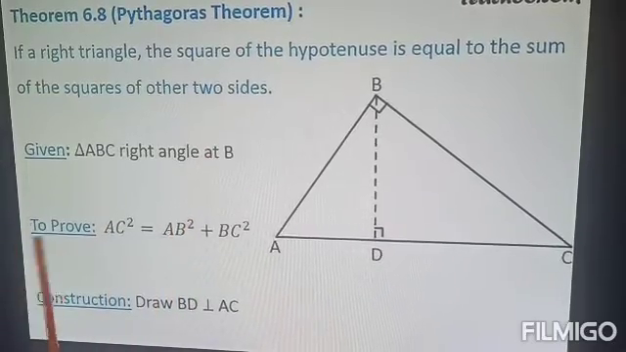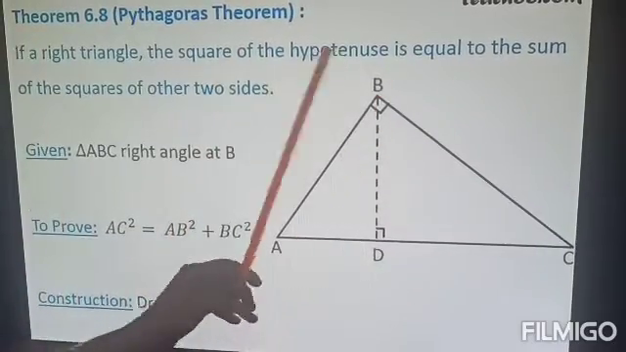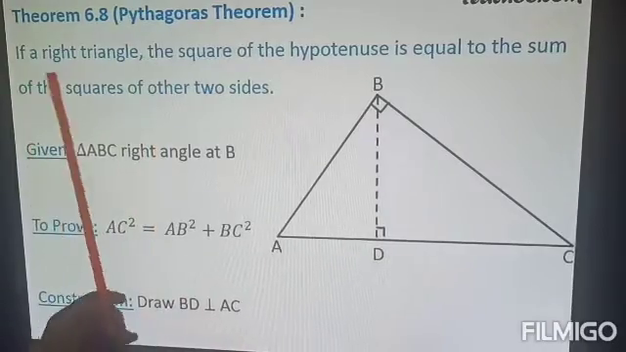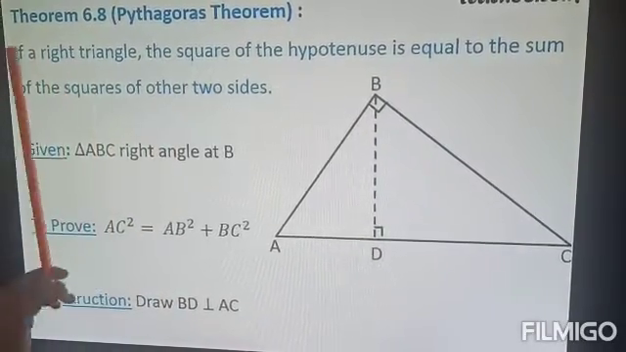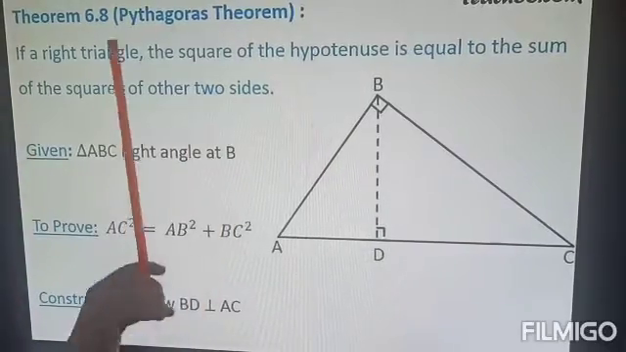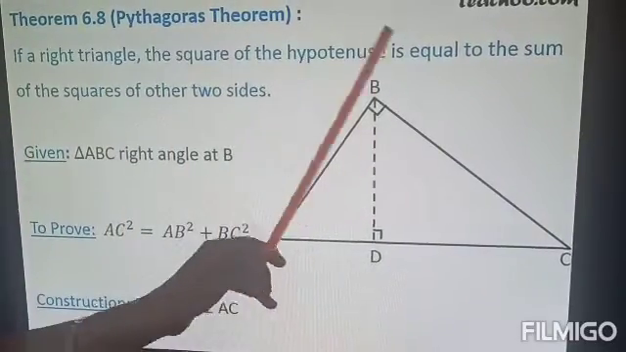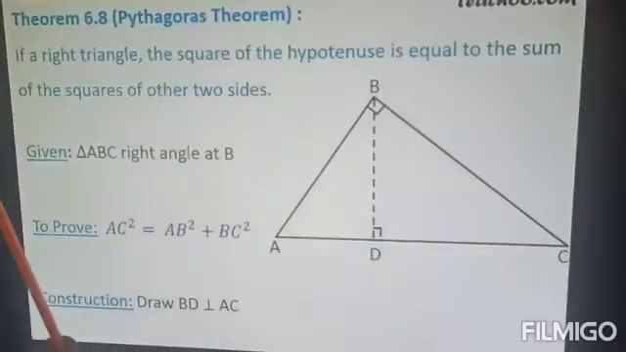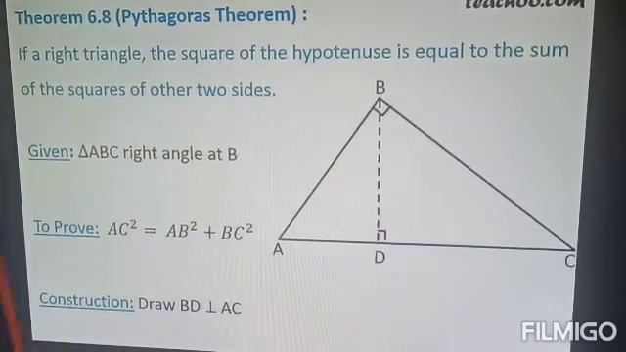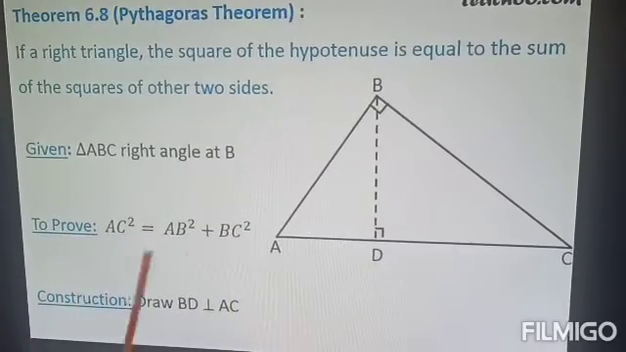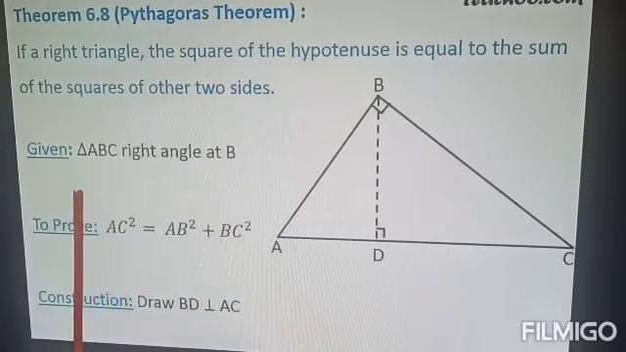Then to prove, what do we have to prove? Second part. What is the second part? The right angle triangle is the first part, that is given. Then the second part is that the square of the hypotenuse is equal to the sum of the squares of the other two sides. To prove, we have to write it mathematically.